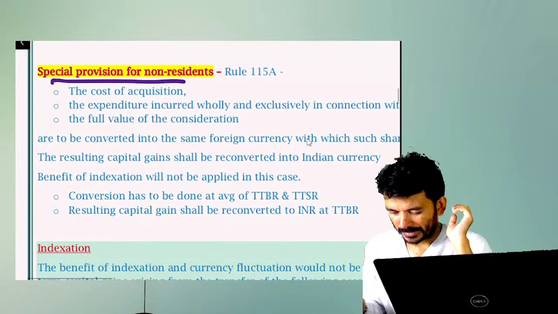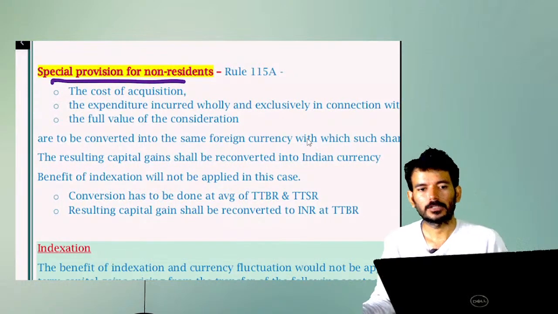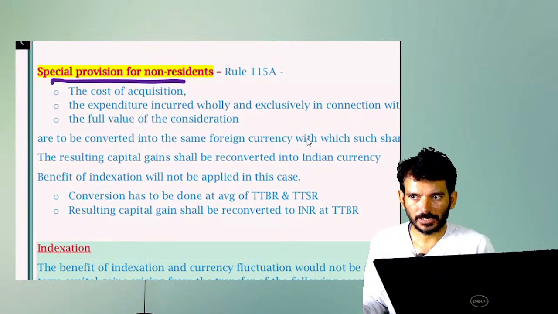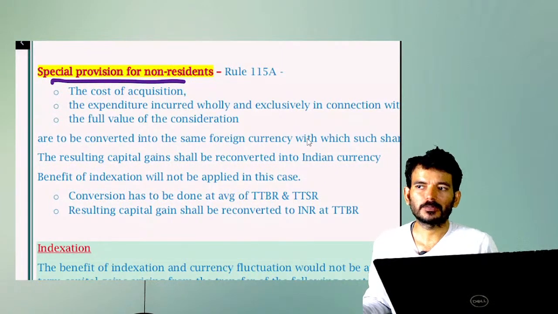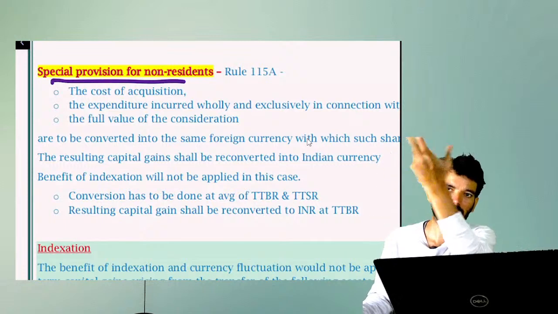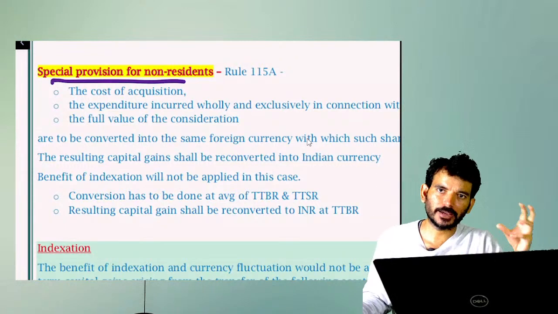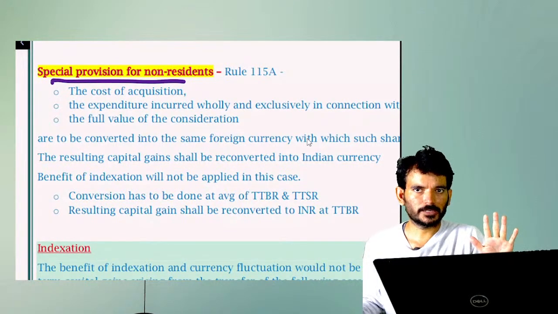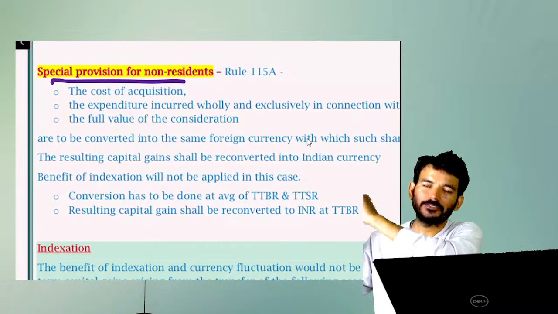So there are certain special provisions for non-residents. The special provision is that if a non-resident is making an investment in India, they would be making the investment initially in US dollars. So from US dollars, he'll convert the money into Indian rupees, and then he'll make an investment in an Indian financial instrument, whatever it may be. Whenever he wants to sell, what will he do? He'll sell this instrument, take the money in his own currency and leave.